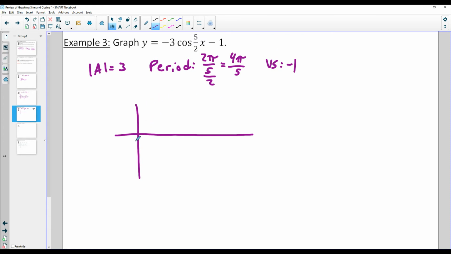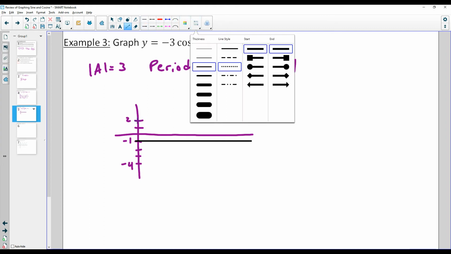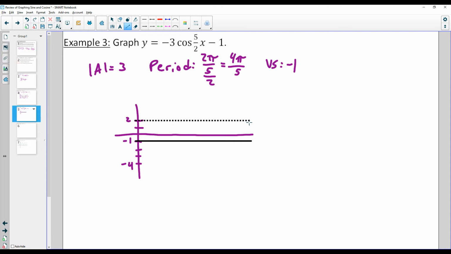So we know the vertical shift is negative 1, and I know I'm going to have to go 3 above that, so 1, 2, 3 at 2. And I know I'm going to need to go 3 below that, which is 1, 2, 3, which should be at negative 4. And I'm just going to get my midline and stuff there right away. I know my midline is at negative 1, and my max is at 2, and my min is at negative 4.